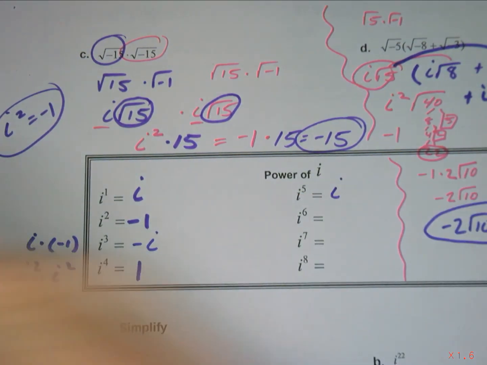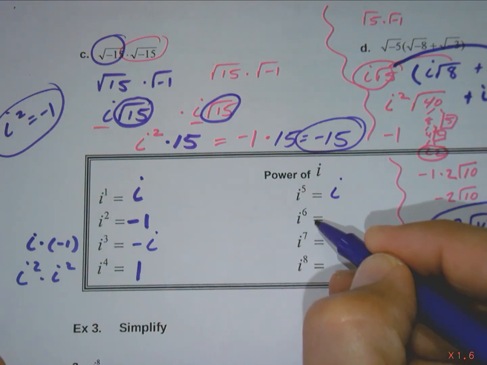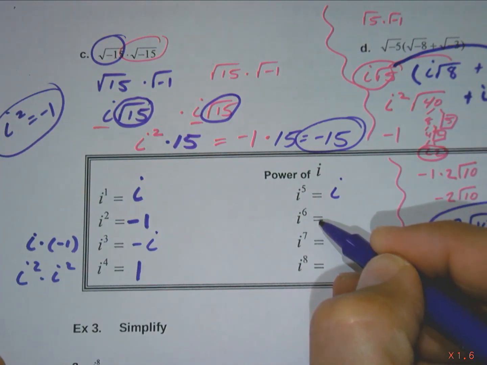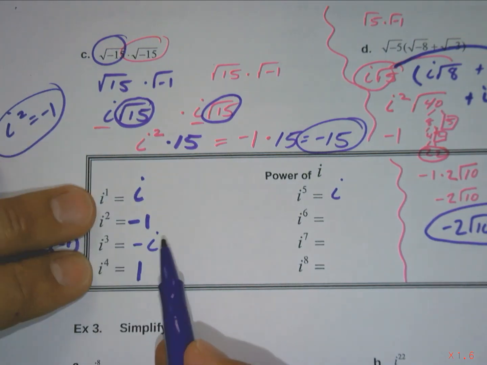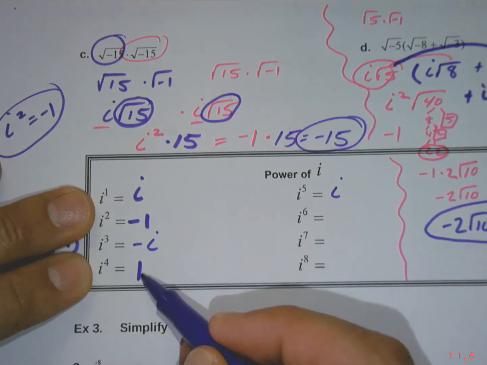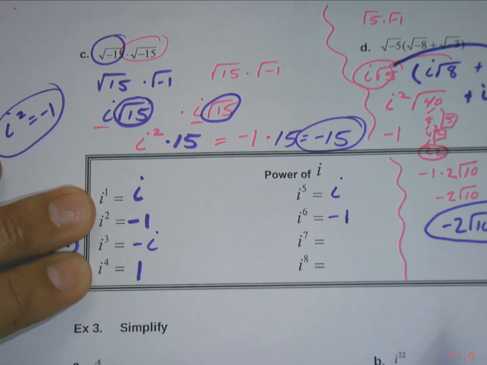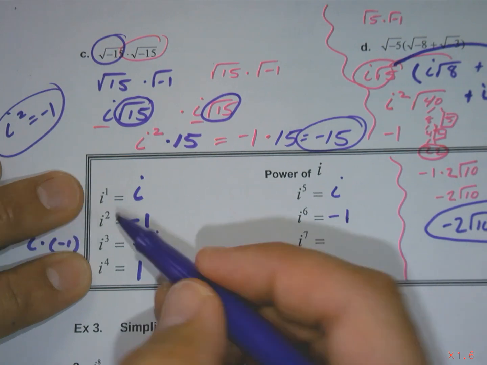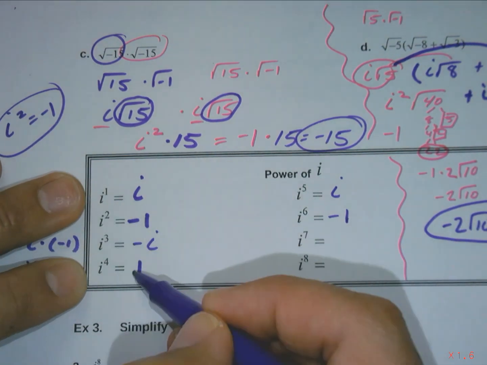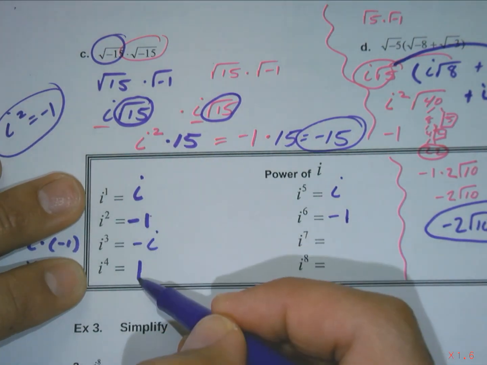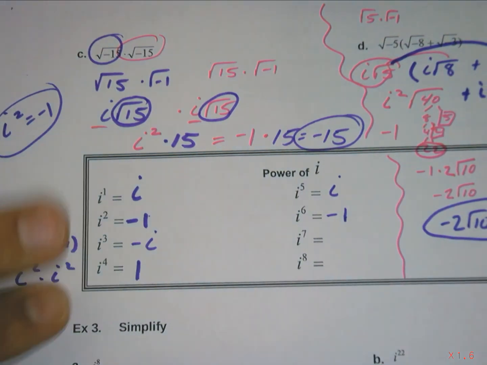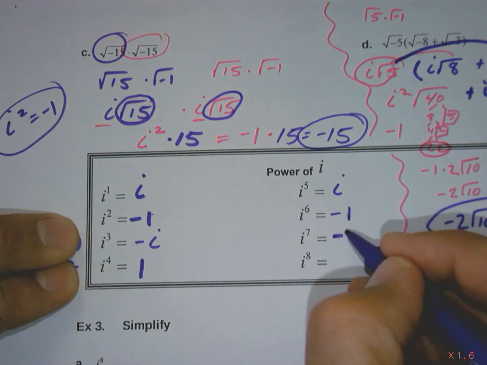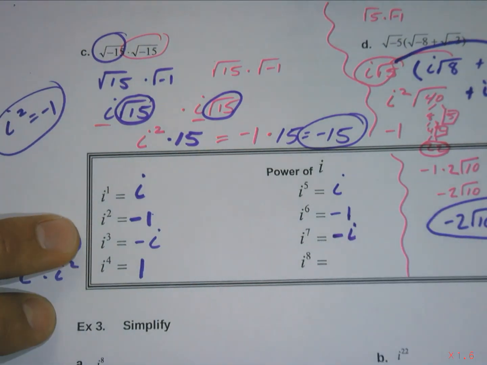Guess what the next one is? i to the sixth. So if you look at i to the fourth and i squared, that adds up to 6, right? What's negative 1 times 1? Negative 1. i squared is negative 1. i to the fourth is 1. Multiply them together. Negative 1 times 1 is negative 1. Guess what the next one is? Negative i. Guess what the next one is?